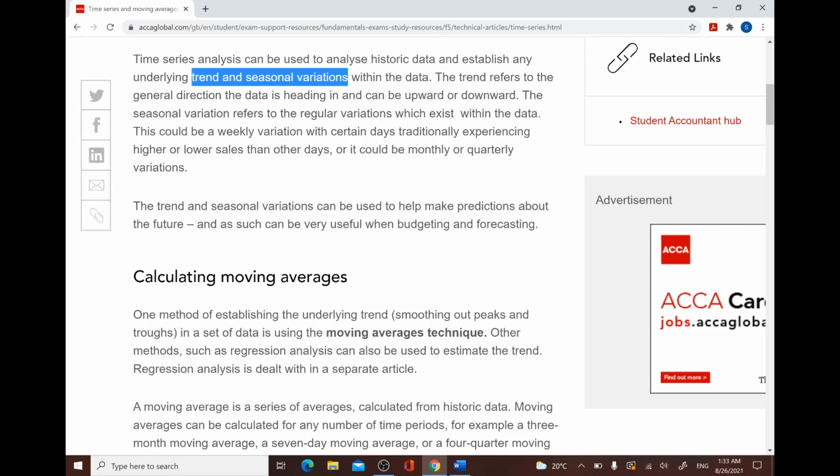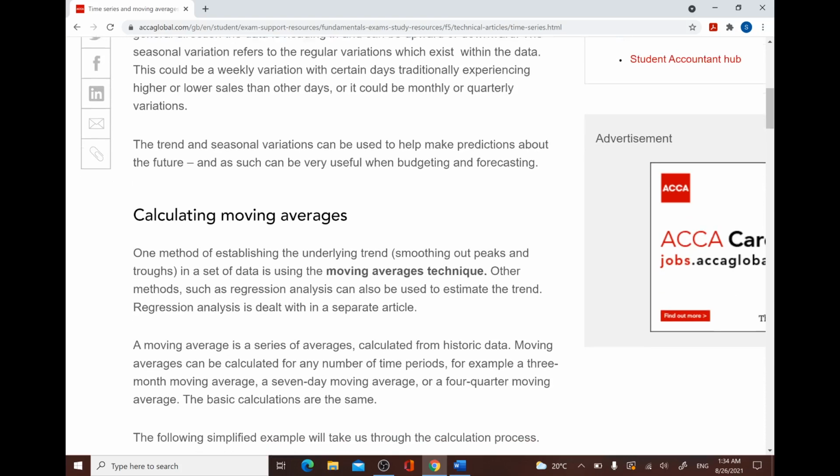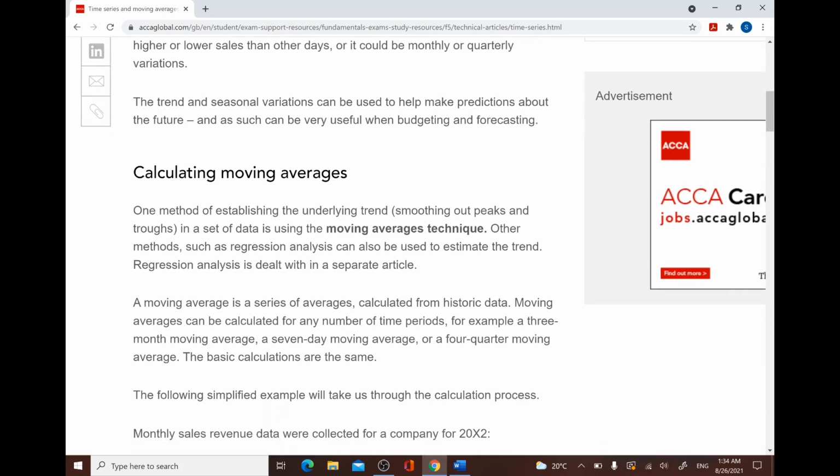And next. Now this could be a weekly variation with certain days traditionally experiencing higher or lower sales than other days. Or it could be monthly or quarterly variations. Now moving on. The trend and seasonal variations can be used to help make predictions. Can you see that? That's what we said. Now which is about the future. And as such can be very useful when budgeting and forecasting.